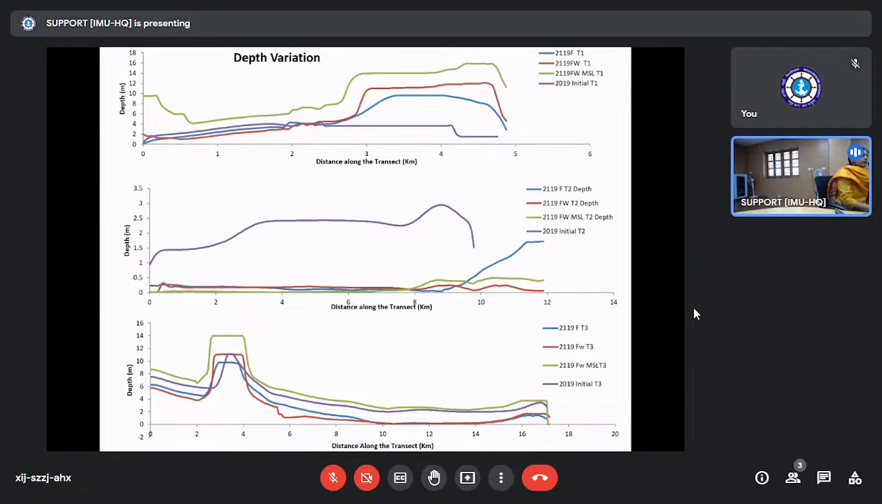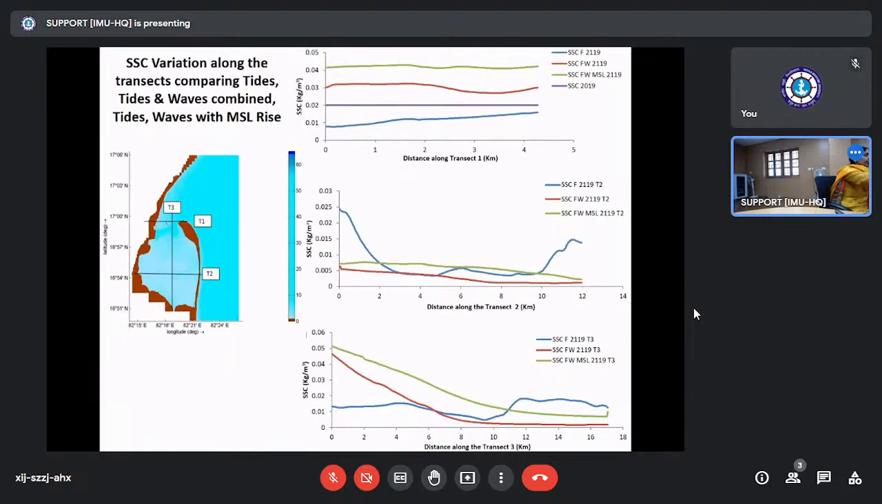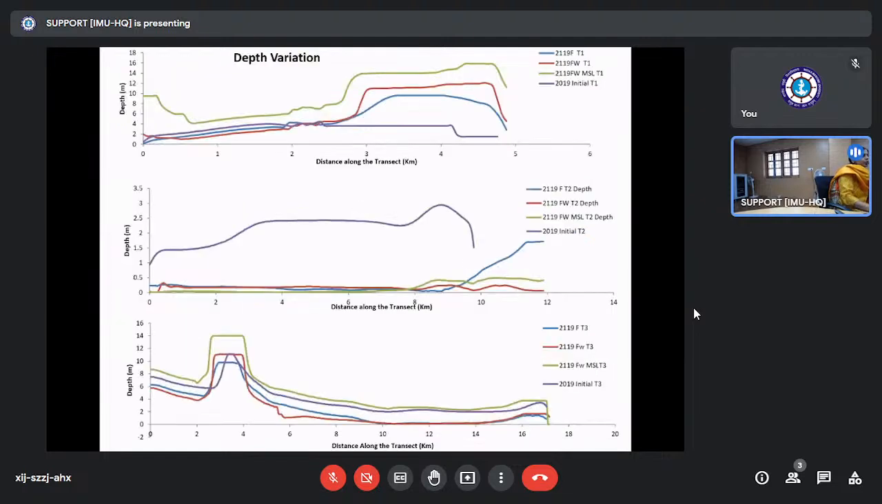The first graph is for T1, which is the transect cast in the west to east direction at the mouth of the bay. It is showing that depth is changing. For MSL, depth is higher as water level is increasing. Thereafter, as it is moving towards the spit, there is the Kakinada channel, hence the depth is higher.